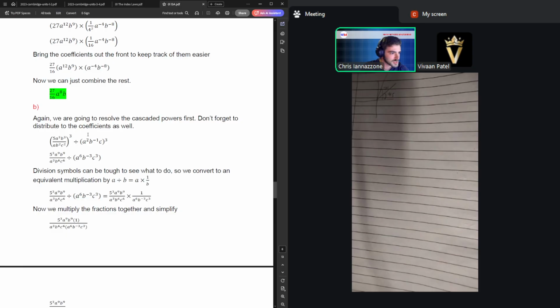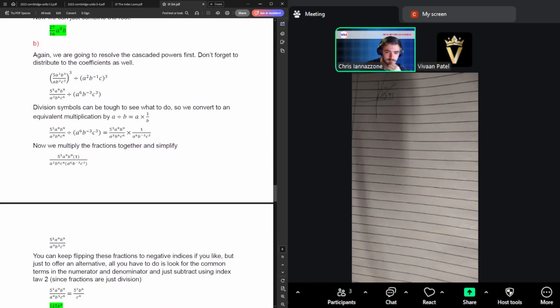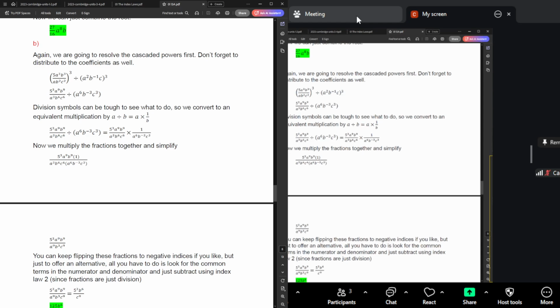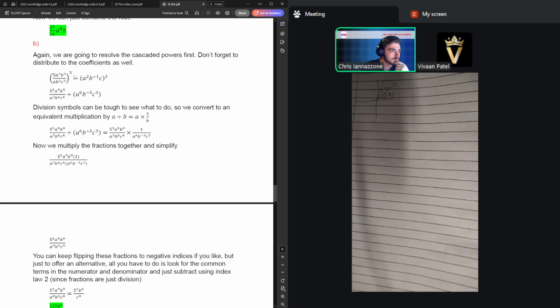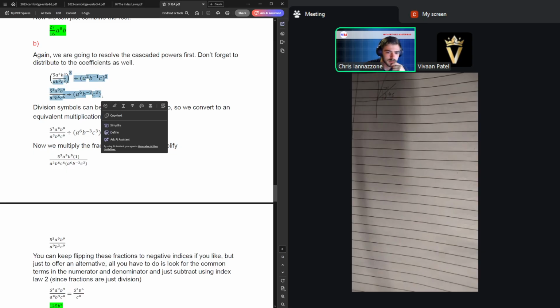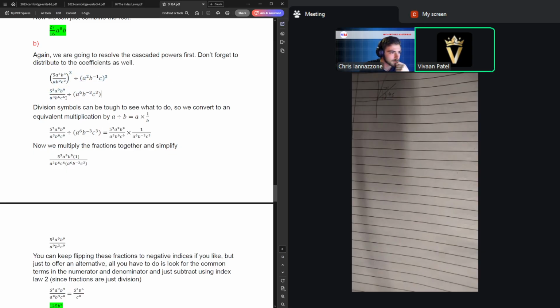Cool. So this is the overall approach that I'll do. I typically start by resolving what I refer to as cascaded powers. So when you've got a big set of brackets and a power, big set of brackets, a power, I'll distribute those through as the first step. Is that more or less how you start yours out as well? Yeah, cool. Okay, that's good.